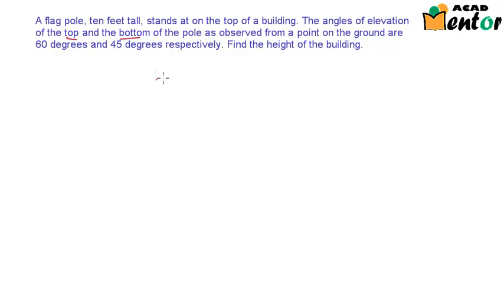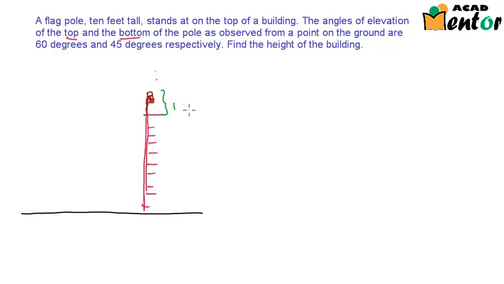So there's a building and let's say this is the ground and there's a pole on the top of the building. So let's say this is the flagpole. So length of this pole is 10 feet. That's given to us. So this length is 10 feet. We have to find out what would be the length of the building. Let's suppose this length is x.